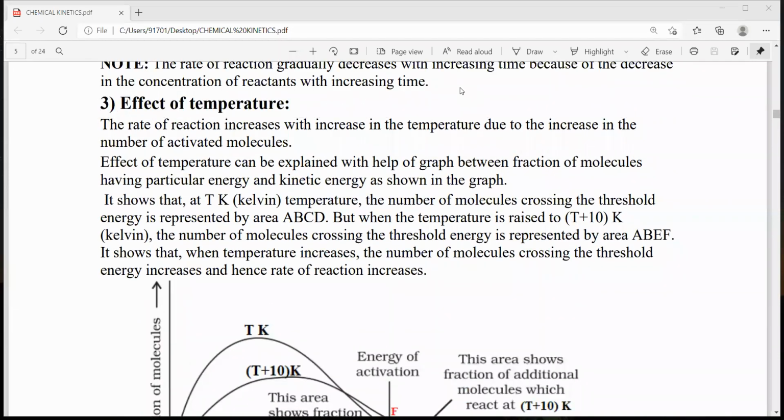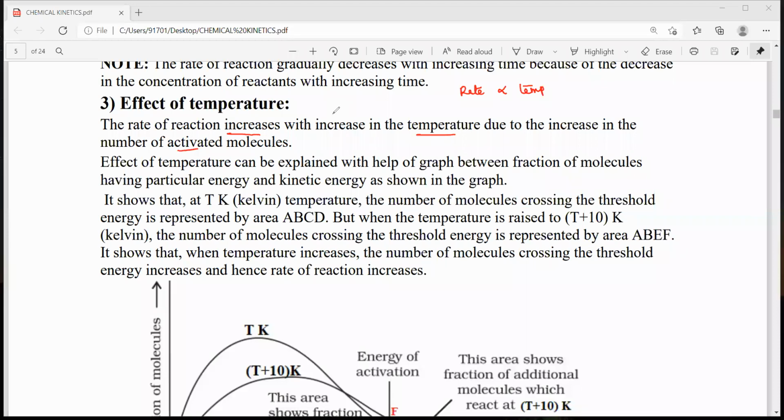It's very clear, dear students. The rate of reaction increases with increasing temperature. Generally, as the temperature increases, the rate of the reaction will increase. Rate is directly proportional to temperature. Due to the increase in the number of activated molecules when temperature increases, the effective collisions will increase, and then a greater amount of product will form. Hence the rate of reaction will increase.